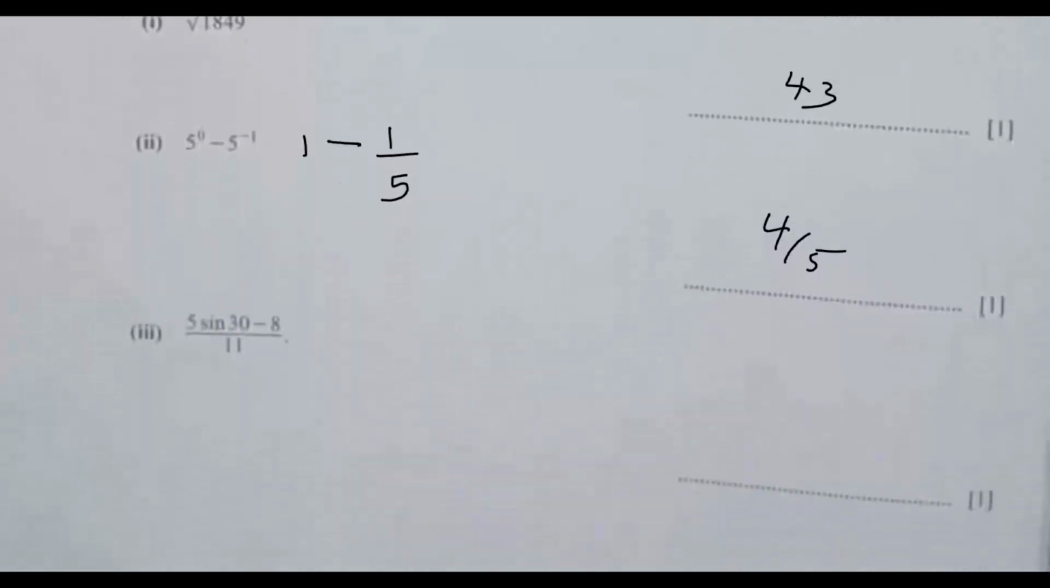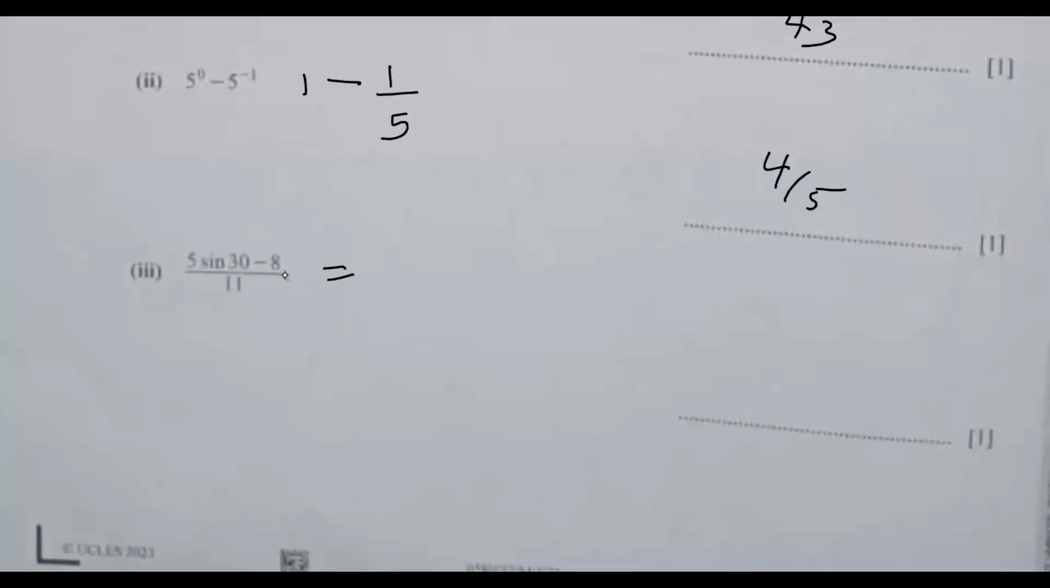Then let's go to the Roman figure 3 here. 5 sine 30, take away 8 over 11. You can use your calculator straight away and get your answer. And if you like, you can simplify it a little bit. 5 times sine 30, which is equal to 0.5 or a half, minus 8 over 11. Then you can use your calculator to do 5 times 0.5 minus 8, then divide the result by 11. If you do so, you are going to get negative 0.5. So that's what you get there. So let's go to the next question.